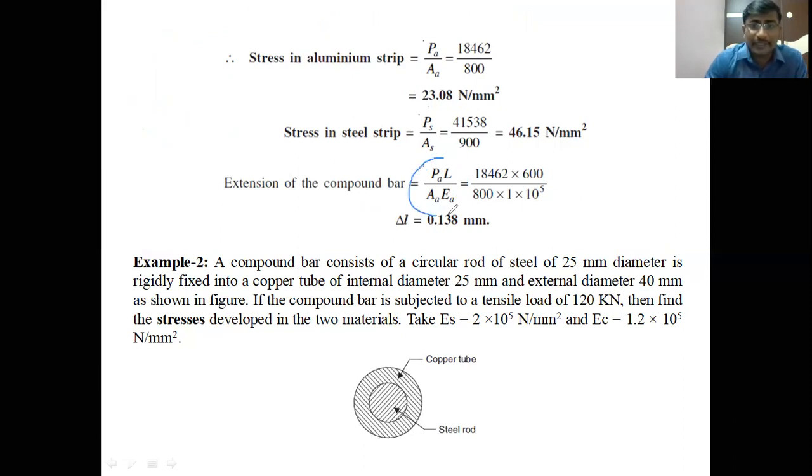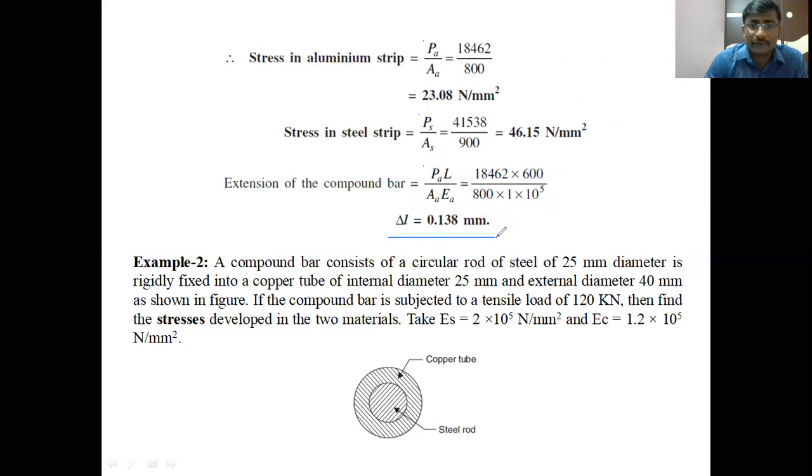So here I have taken PAL divided by AA EA for aluminum. The load shared by the aluminum is 18,462. The initial length of the aluminum is 600 mm, the area is 800 mm square, and Young's modulus is 1 into 10 to the power of 5. In place of PAL divided by AA EA, you can take the extension of the compound bar as PSL divided by AS, the cross-sectional area for the steel, and ES. This can also be used to calculate the extension of the compound bar. Both are the same. Clear, students?